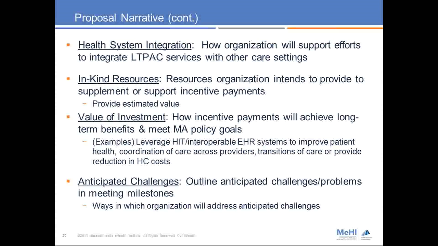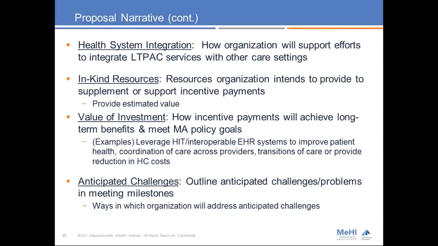Value of investment. Applicants shall describe how receipt of these incentive payments will help achieve long-term benefits to the Commonwealth and meet the state's healthcare policy goals. Examples might include leveraging health IT and interoperable EHR systems to improve patient health, coordination of care across service providers, transitions of care, or a reduction in healthcare costs.